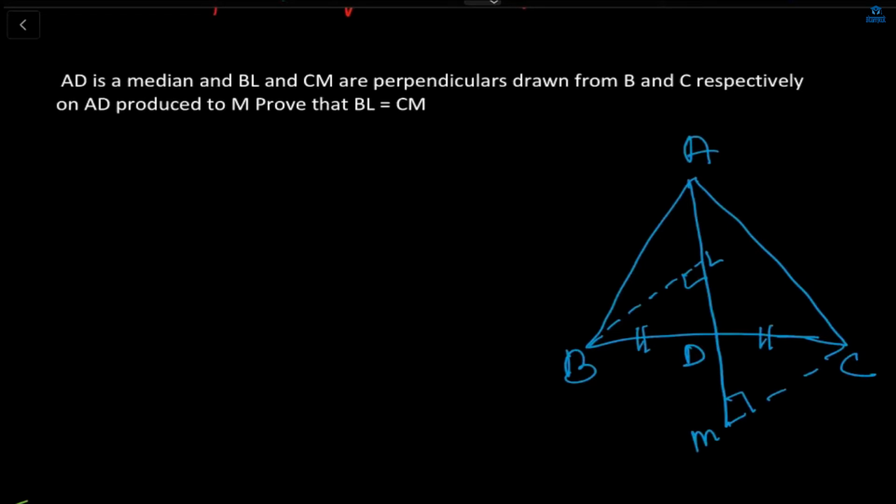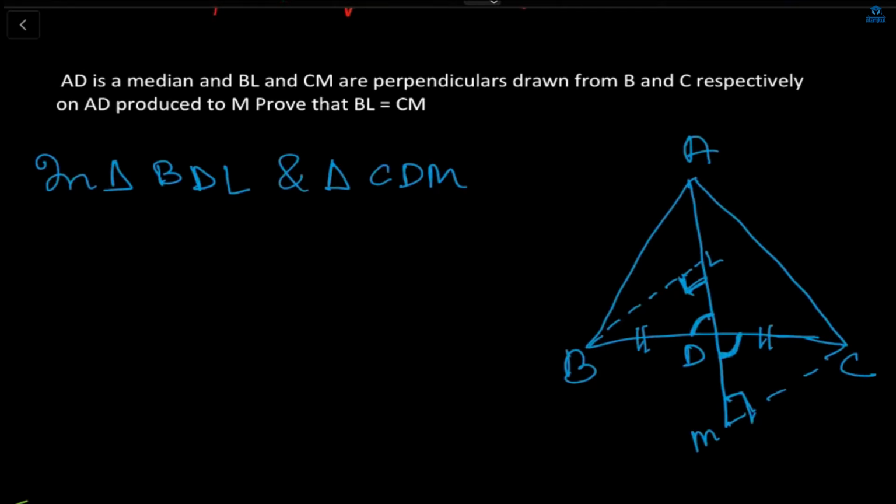Now how can we prove that? We can take the triangle BDL and the triangle CDM. If both the triangles are congruent, then from CPCT we can say BL is equal to MC. Yes or no? See, in triangle BDL and triangle CDM, this angle is 90 degrees in both. Understood? This will be equal to this angle, vertically opposite angle. And since AD is the median, side BD will be equal to side DC.